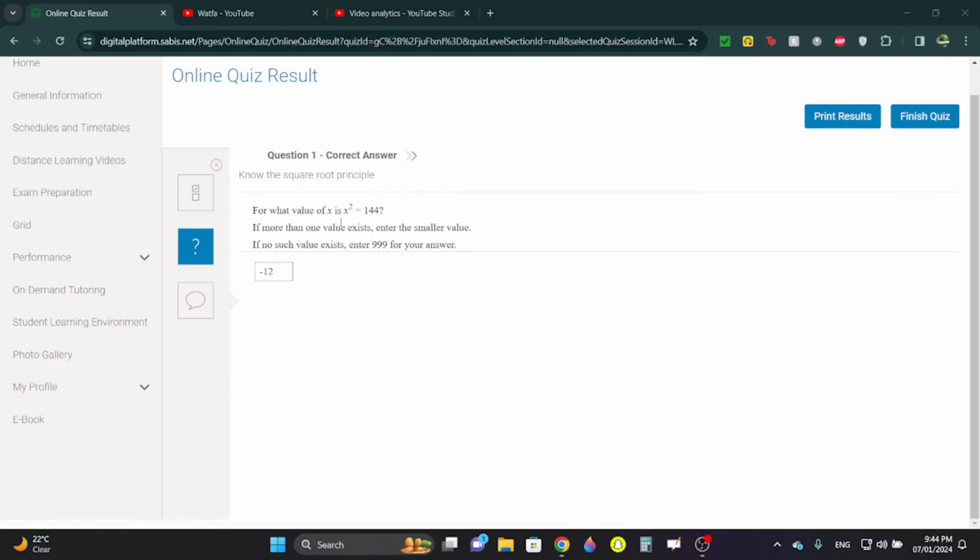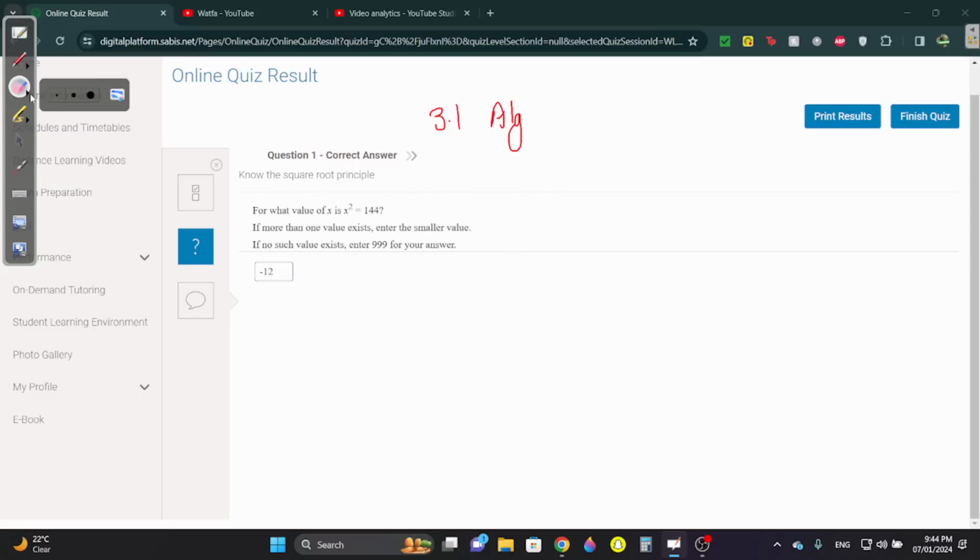Okay, this is the 3.1 algebra quiz. It's short, it's easy, it's just square roots of perfect squares and completing the square, all together. It's all the same concept. This one was in the AMS.